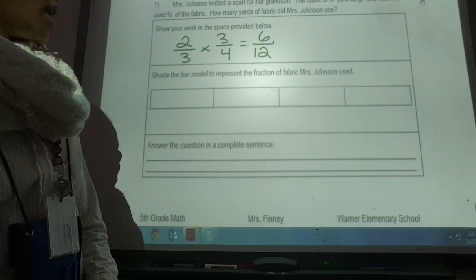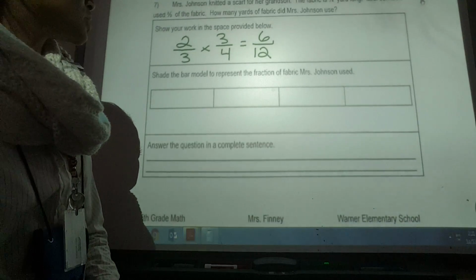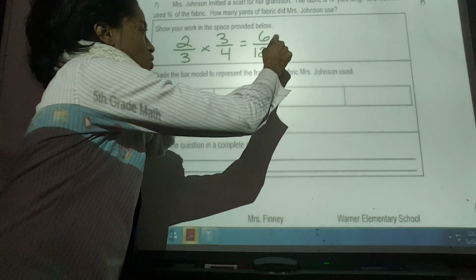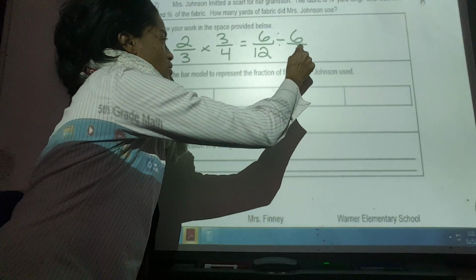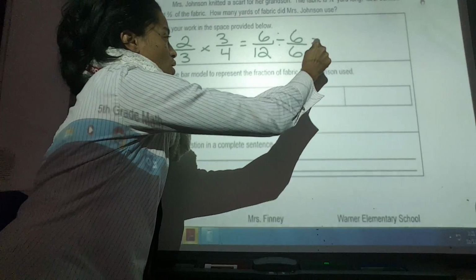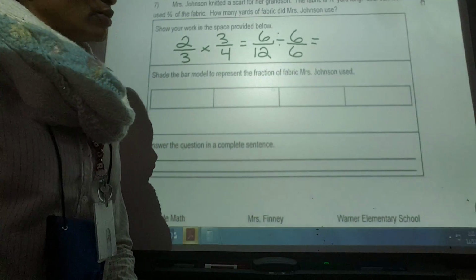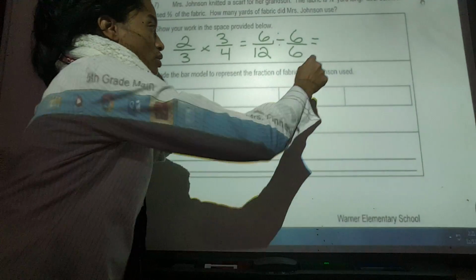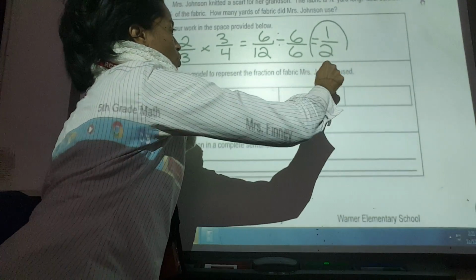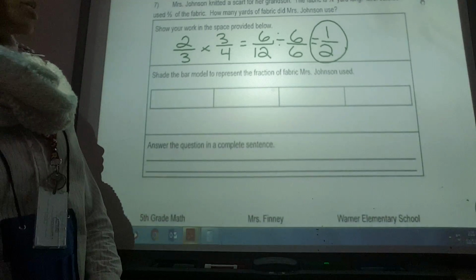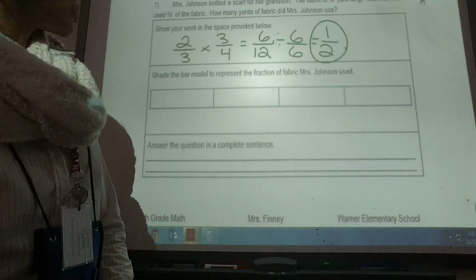All right? And let's simplify that. So 6 and 12, their greatest common factor would be 6. They're both divisible by 6. And so 6 divided by 6 gives us 1. 12 divided by 6 gives us 2. Okay, so your simplified answer here would be half. Okay?